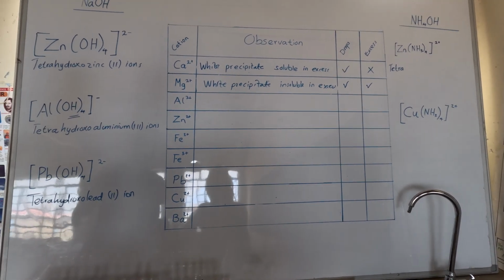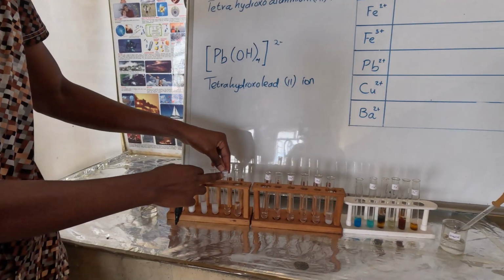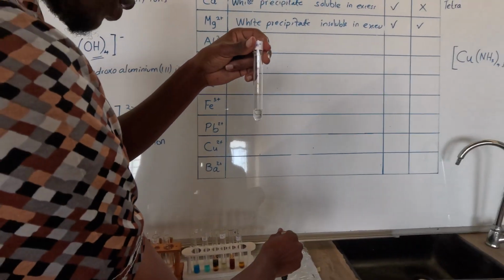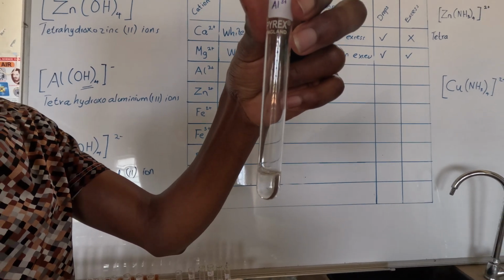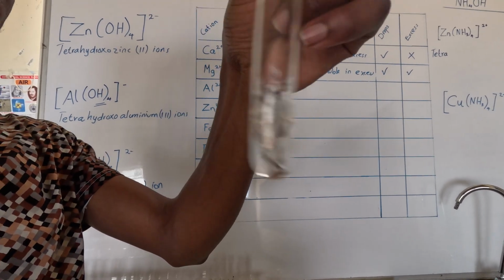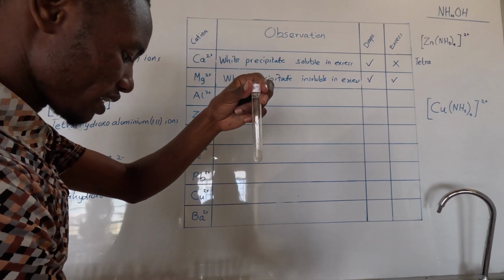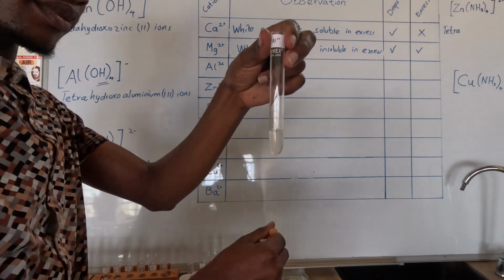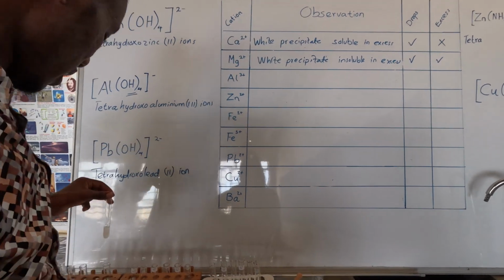Aluminium. Now for the case of aluminium, remember I told you we don't want confusion. The ones that are labeled are the ones that we have not tested. So aluminium, we're going to add a few drops of ammonia. There are those clouds. That is a white precipitate. Now what about in excess? In excess it does not dissolve.